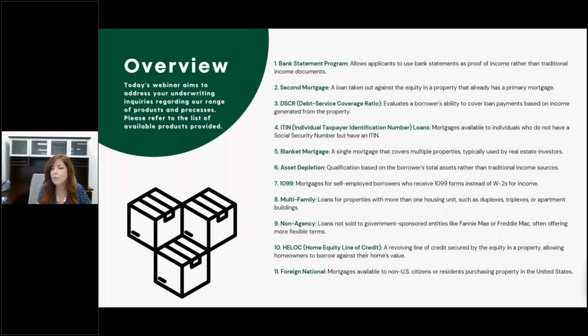Do you loan on non-warrantable condos? We do loan on non-warrantable condos. And I think on our next slide, we're going to talk about that in a little bit more detail. So I will touch on that in a moment.